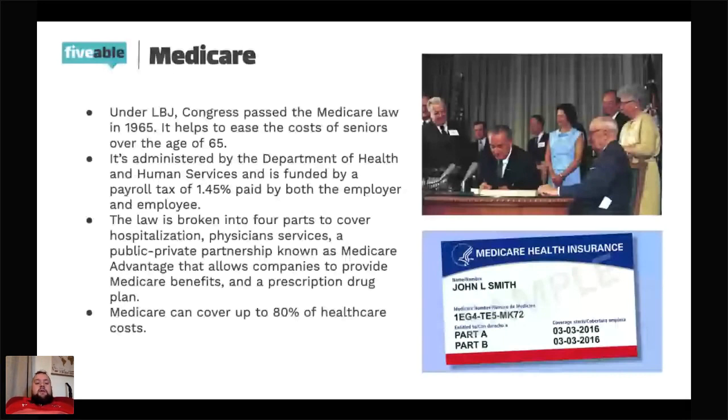Medicare is administered by the Department of Health and Human Services, and it's funded by, just like Social Security, a payroll tax of 1.45% paid by both the employer and the employee. So same thing, you and I are paying into a giant pot for Medicare that pays out money to people over 65. The law is broken into four parts to cover hospitalization, physician services, a public-private partnership known as Medicare Advantage that allows a company to provide Medicare benefits, and a prescription drug plan.